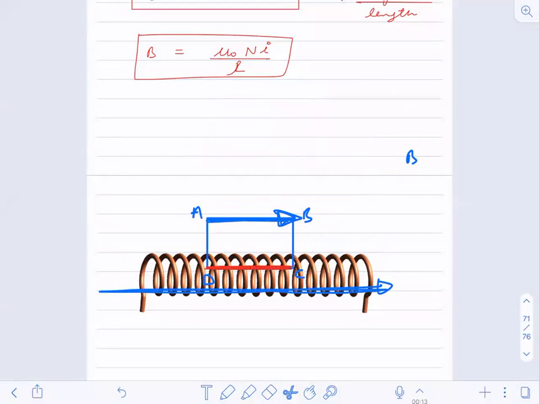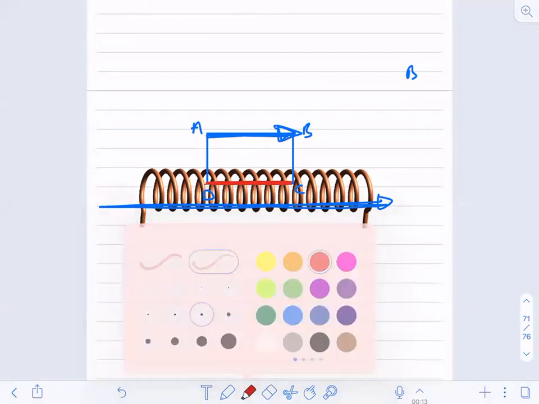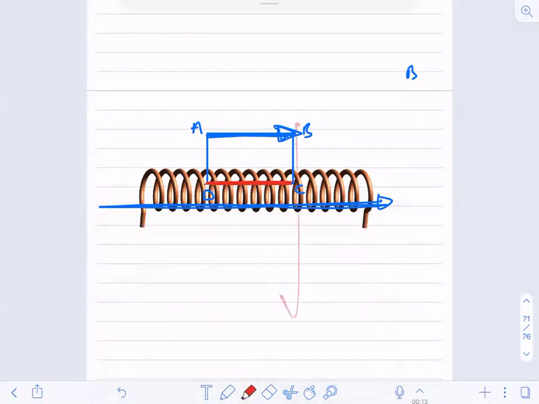Yes. Now, just see this BC and the direction of BC. What is the direction of BC? BC has this direction. What is the direction of the magnetic field? The magnetic field is in this direction. What is the angle between them? 90 degree. So cos 90 is what? 0. Is cos 90 0? Okay. So that's why that part is 0.